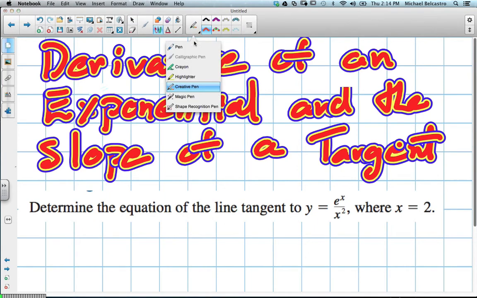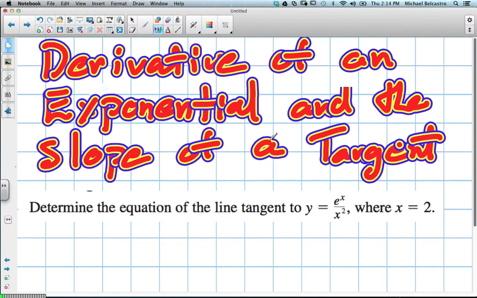Okay, we're going to talk about the derivative of an exponential and the slope of its tangent. So in the last two, we talked about how to derive a function, especially an exponential, when we have e to the power of x. Now, to determine the equation of a line tangent to this, we're going to need to derive this function and then plug in our value at this specific point to find the slope of a line at this point.